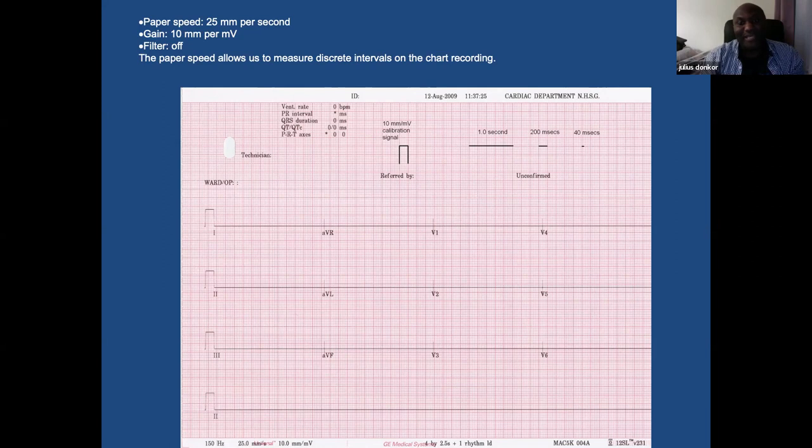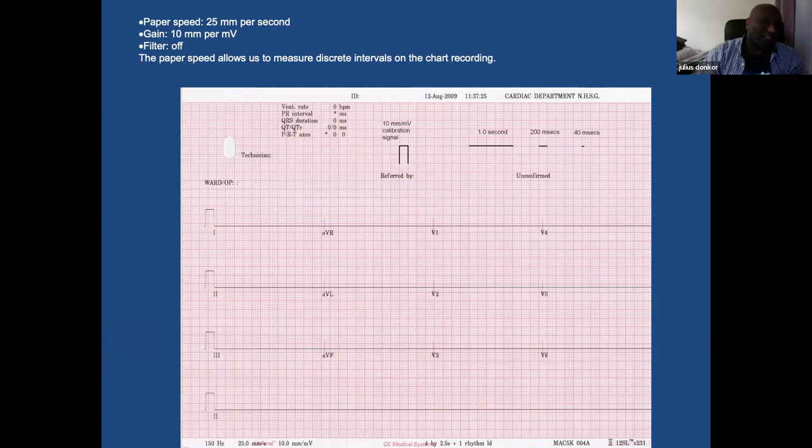Sometimes they might increase it to 50 if the patient has an AVNRT, for instance, so that you can actually see it properly. It stretches it out so you can see it. But your standard calibration settings should always be 25 millimeters per second sweep speed, and the amplitude should always be 10 millimeters per millivolt.